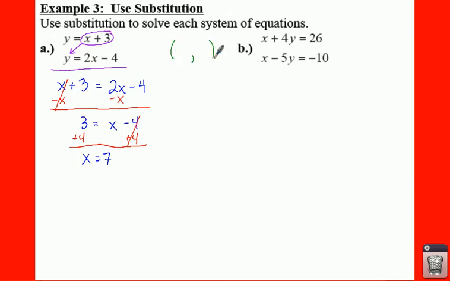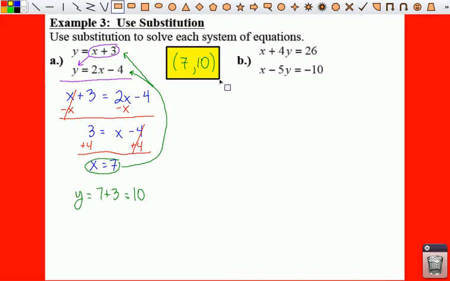Your final answer should look like an ordered pair. So if we have our 7 for our x, then we need to solve for y. The nice thing is you can solve for y by plugging this 7 in for x in either equation. It can go into your bottom equation, or you can plug it into the top equation. It's going to work for both. So I'm just going to plug it in the top. So y equals 7 plus 3, and you get 10. So your answer should be 7, comma 10. And that's by using substitution.